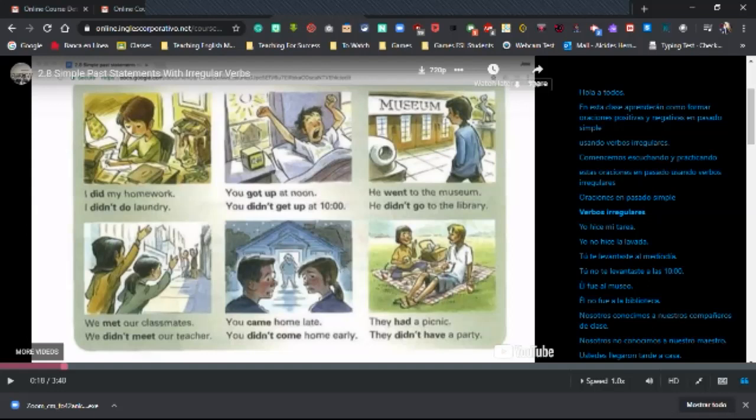He went to the museum. So what is the question here? Remember the where did. Where did you go? That's good. Everybody, where did you go? Where did you go? Very good. So positive answer? I went to the museum. Very good. I went to the museum.